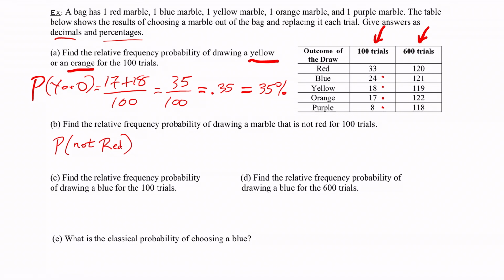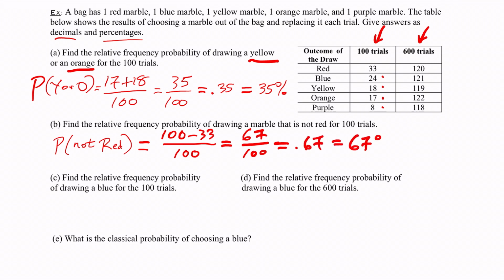But perhaps a simpler way to do it would be to subtract the number of occurrences of red from the total. So we could think of it like we're taking 100 trials, 33 were red, so we would subtract 33 from 100. And that would leave me with the number of outcomes that were not red, which is 100 minus 33, leaving me with 67 that were not red. And again, here as a decimal would be 0.67, or as a percent, 67%.